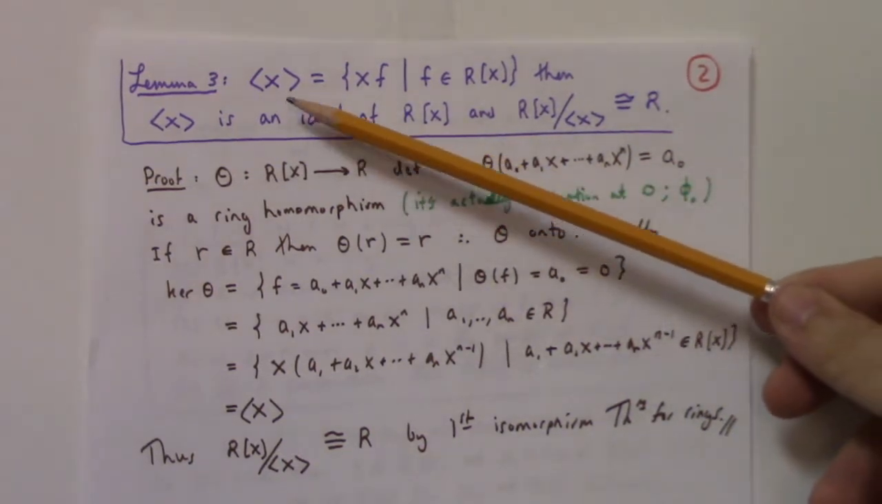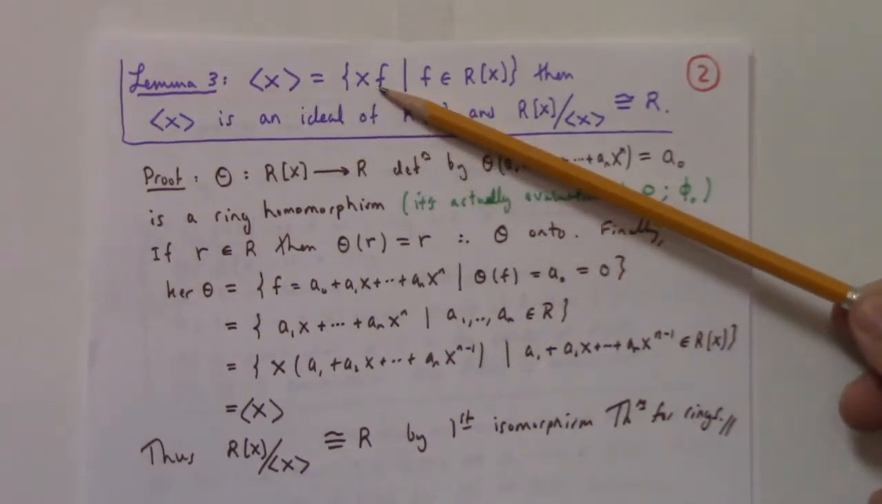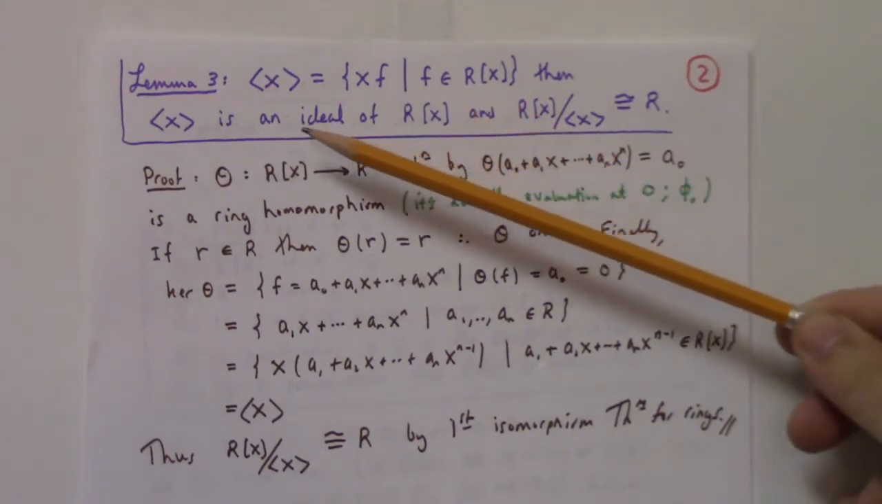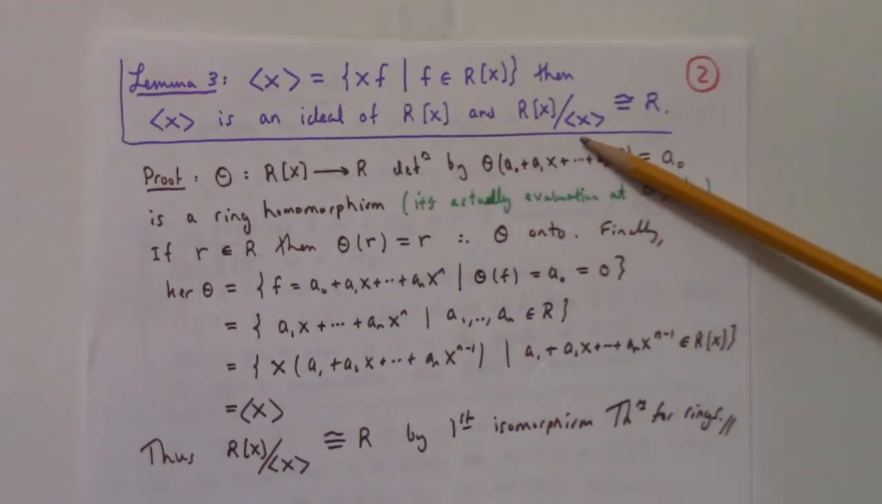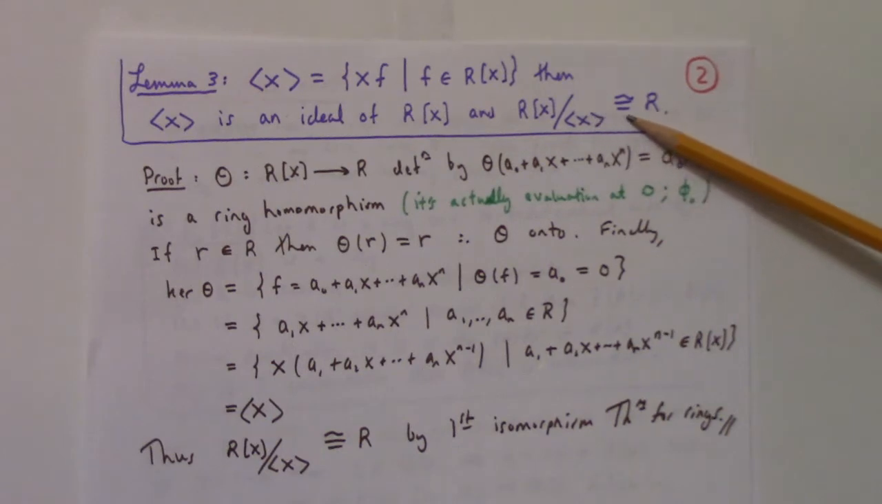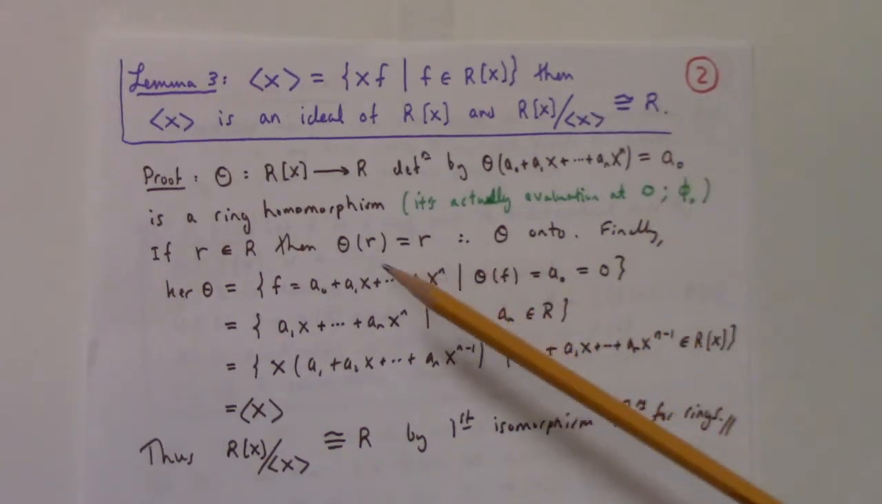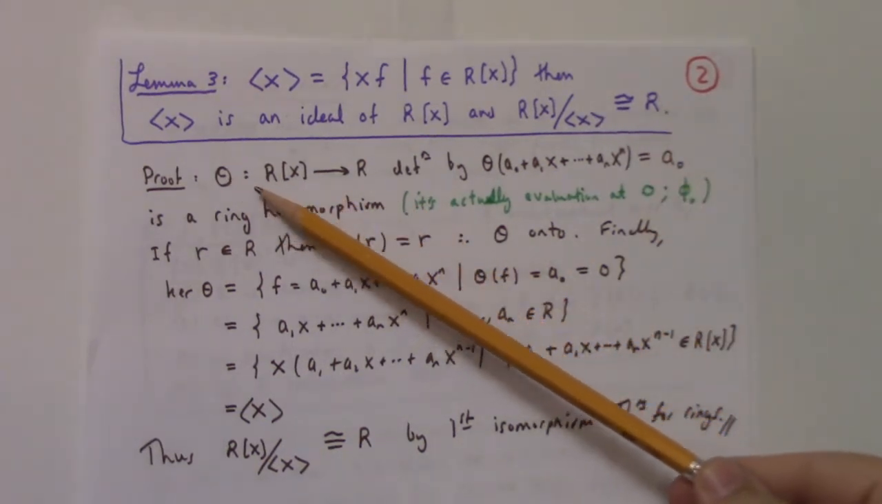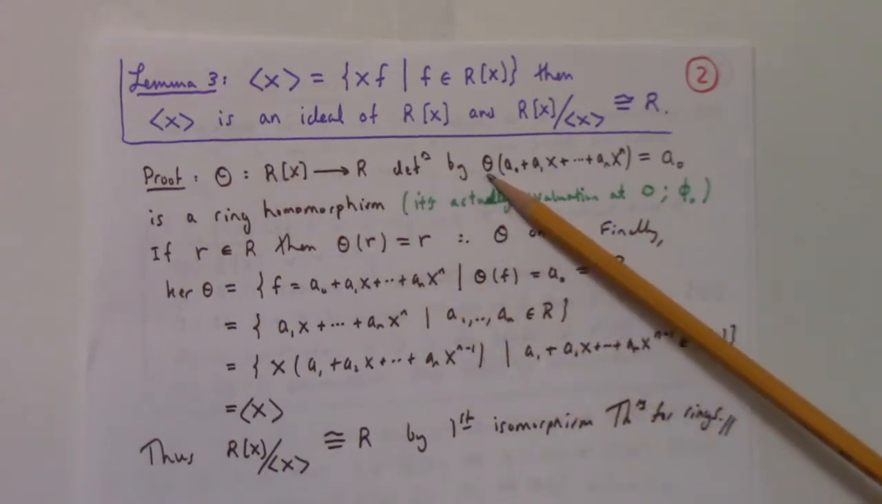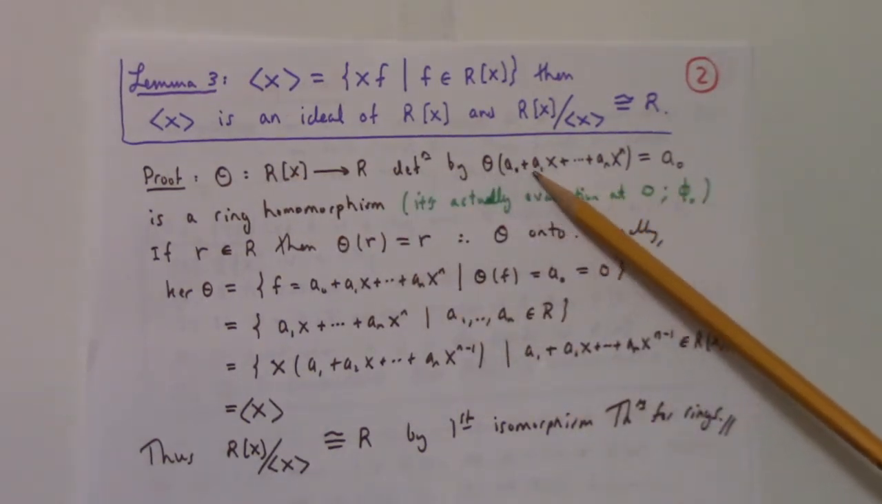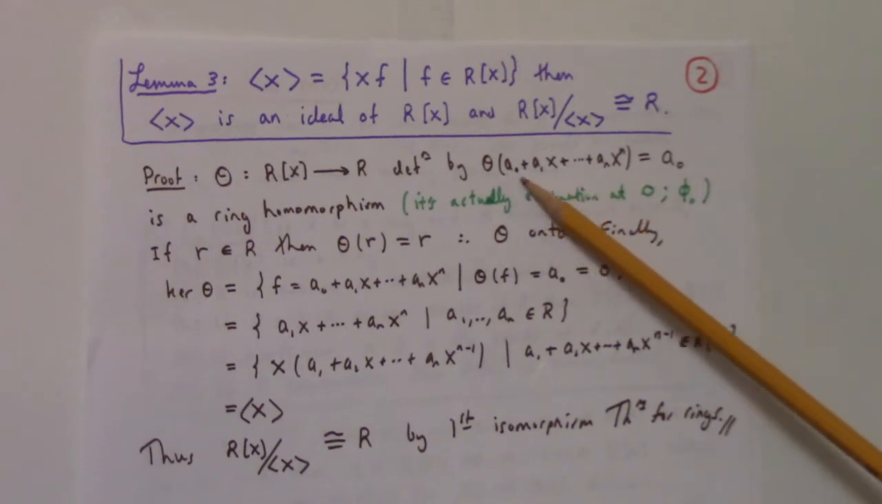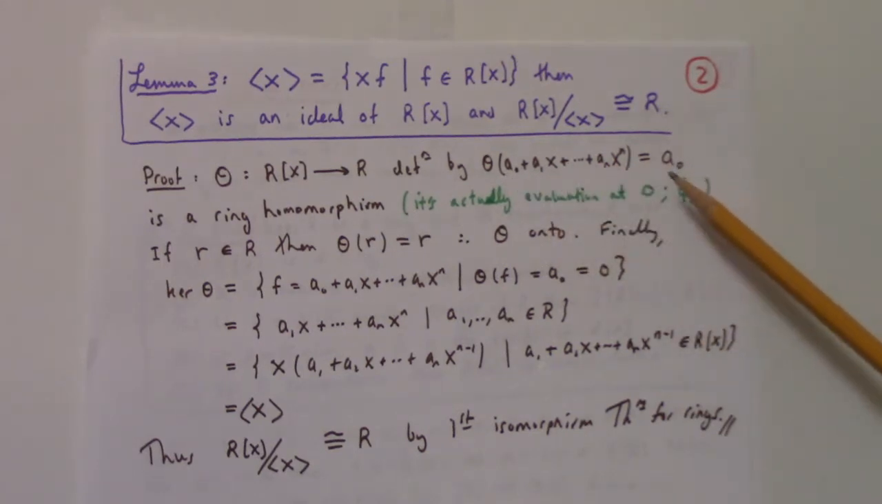Lemma 3 says that the ideal generated by x, all right, polynomial multiples of x, well, that's an ideal, and R[x] mod the ideal generated by x is isomorphic to R. The proof is basically by this evaluation, this theta map, which, if you look at it, it's nothing more than plugging 0 into x. You can think of it that way. This is actually the evaluation at 0 map.